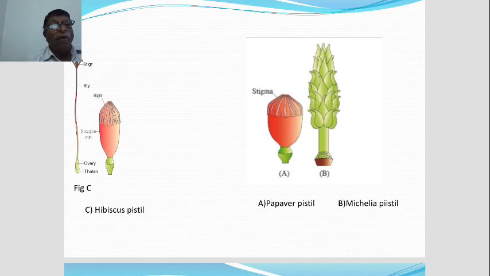Multicarpellary apocarpous pistil. The diagram C shows hibiscus. You can see now the basal ovary, middle style and upper stigma. Ovary is a stalk-like part. Okay. Study the diagram also.